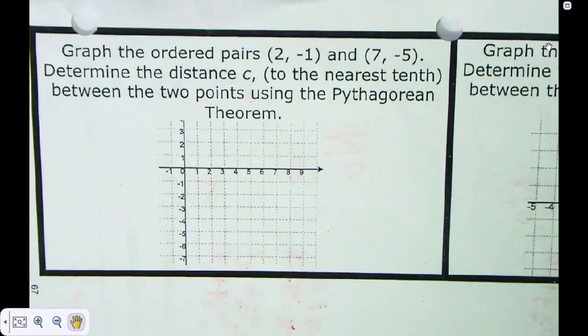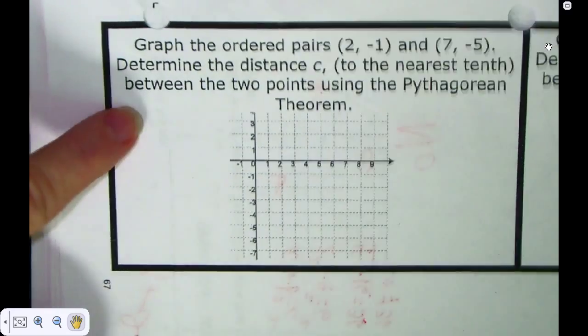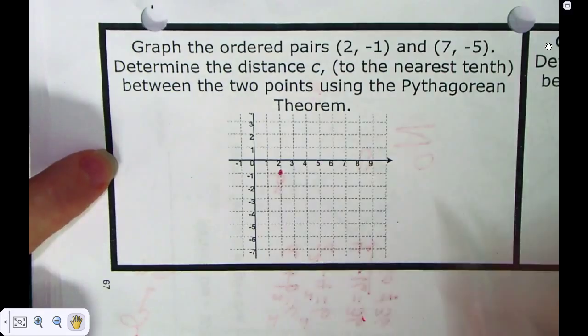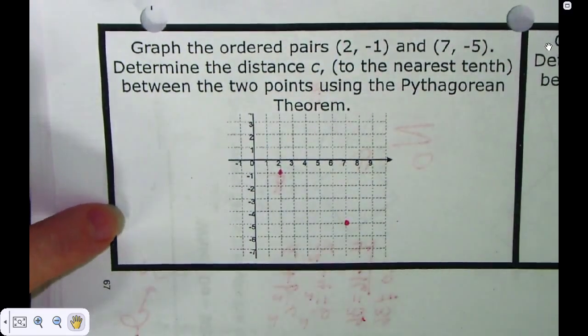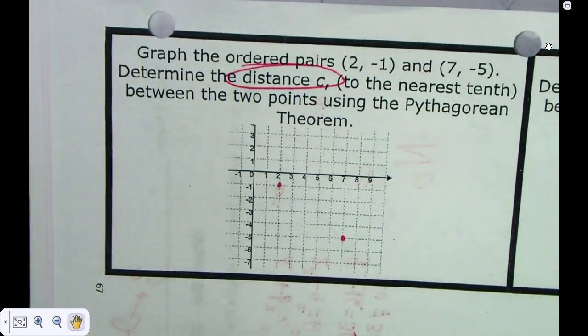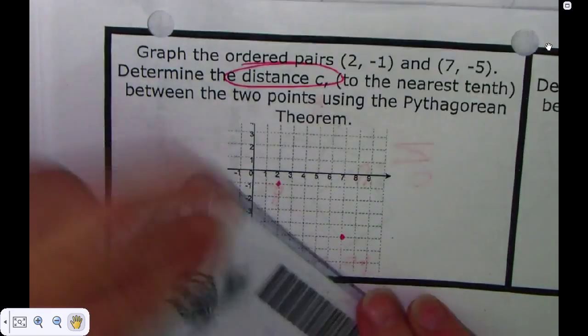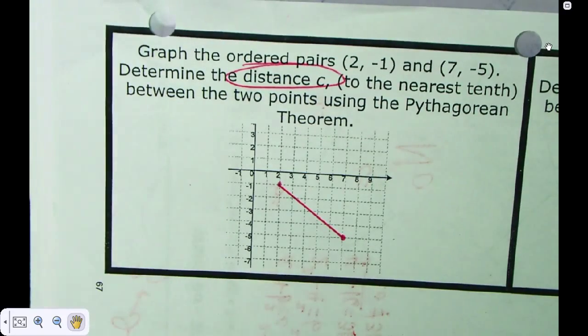Okay, we're on the back, Pythagorean theorem. So on the back, we're going to graph (2, -1) and (7, -5). It asks for the distance. Everybody circle distance. What are we going to do? We're going to draw. I want the distance.